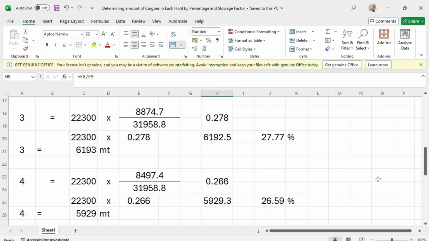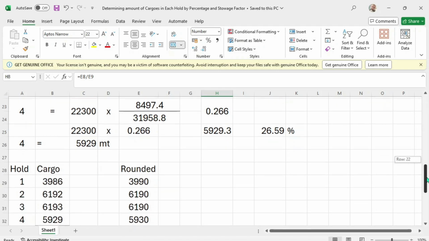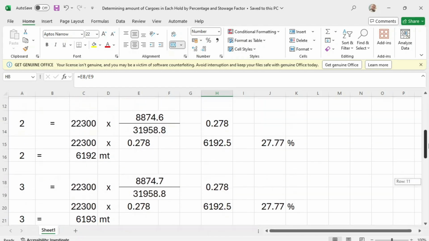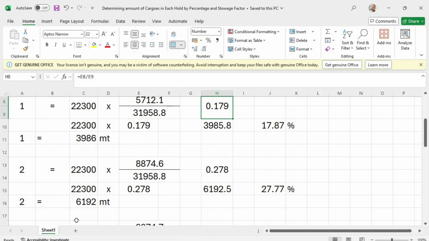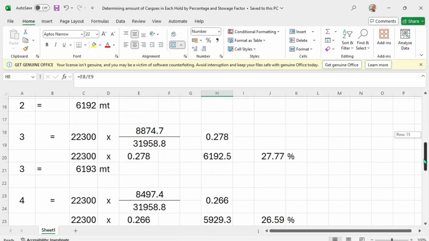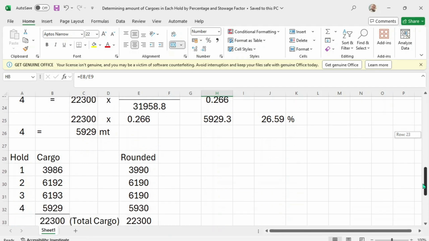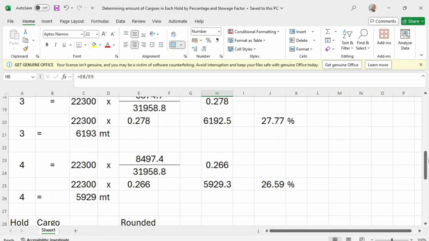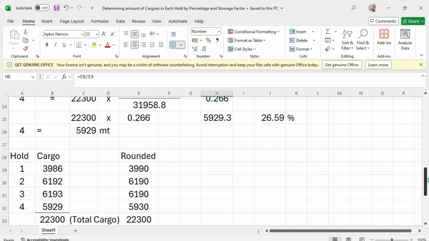Okay, now this is the value of this cargo. Number 1 is 3986. Number 2 is 6192. Number 3 is 6193. Number 4 is 5929.